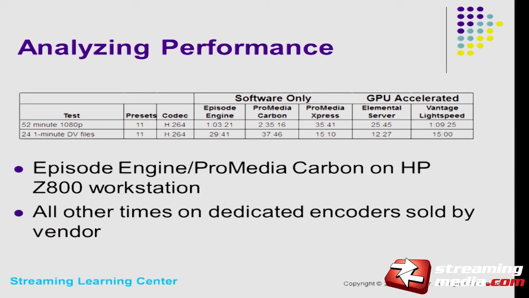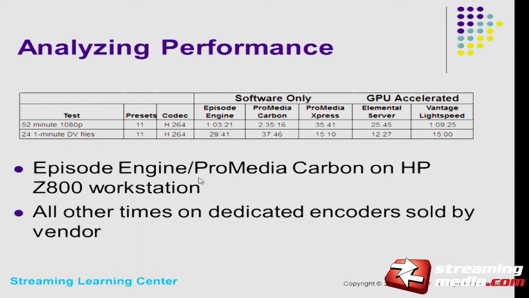So there's two tests. Both of these are H.264. I have a 52-minute 1080p file that I produce out to the same 11 presets. So I produce presets on all these products. They use the same profile, same resolution, same data rate, as closely as I can make them equivalent. And we see very, very significant differences, not only between the software guys. Episode Engine is actually pretty competent.